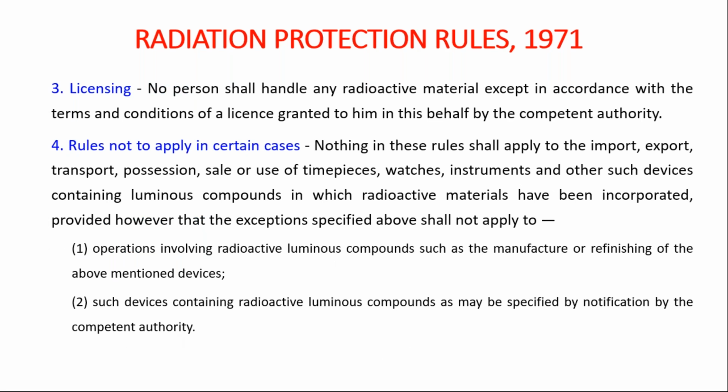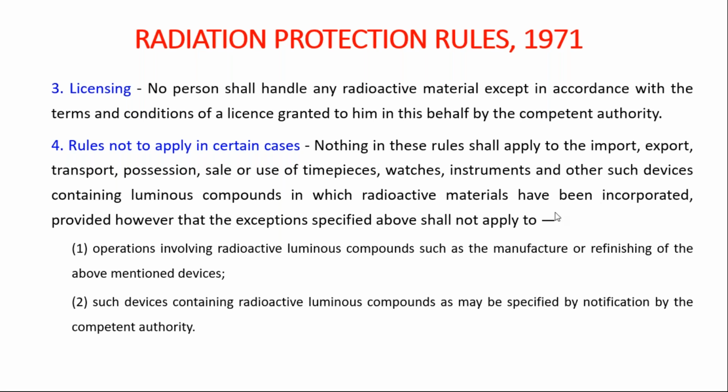Then rule number 3 is related to licensing. No person can handle radioactive material unless and until he or she has a license from the competent authority. Then rule number 4, rules not to apply in certain cases. There are some exceptional cases where these rules are not applicable to some extent.